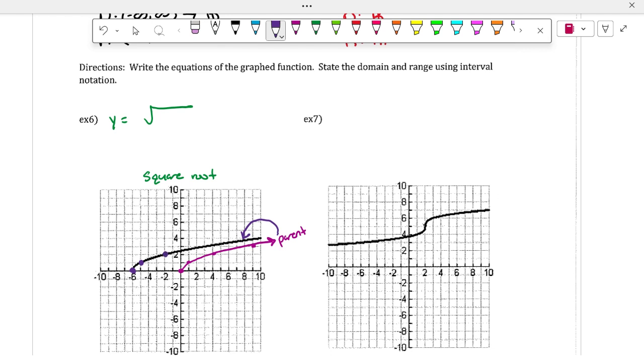The parent function, you just got to know. You just got to know the parent function. It's the square root of x. You just have to know that table, like the one we did yesterday.